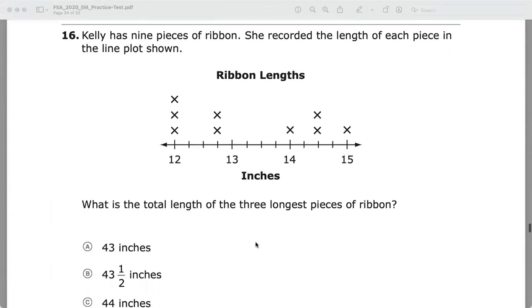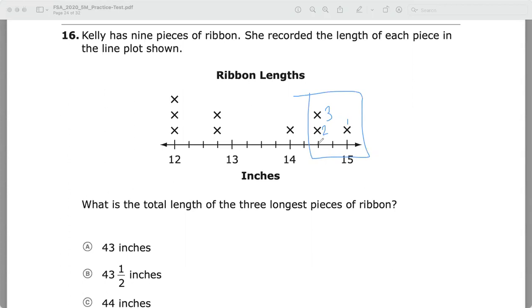Okay, Kelly has 9 pieces of ribbon. She recorded the length of each piece in the line plot shown. What is the total length of the 3 longest pieces? So each of these X's counts for 1 ribbon. So that's like 1, 2, 3. So we're counting these 3 pieces of ribbon, okay?